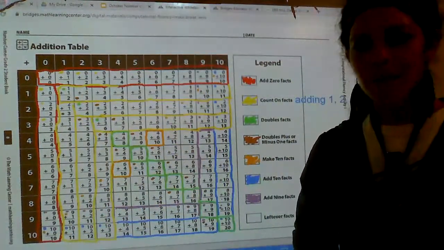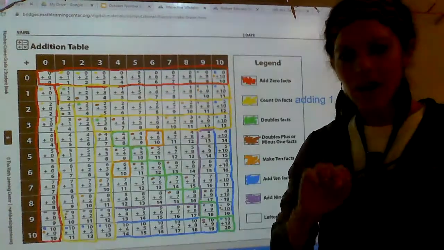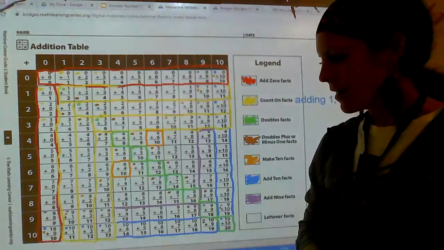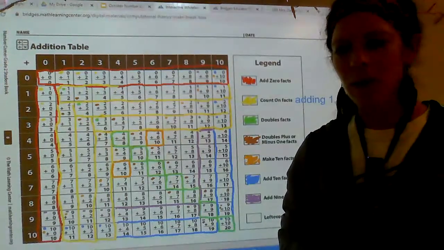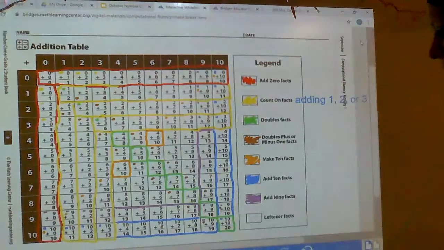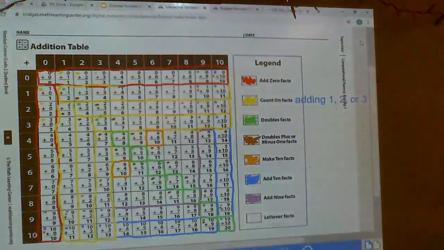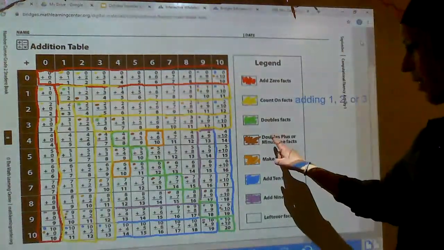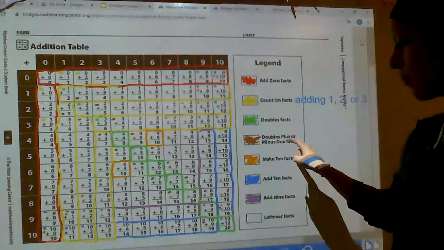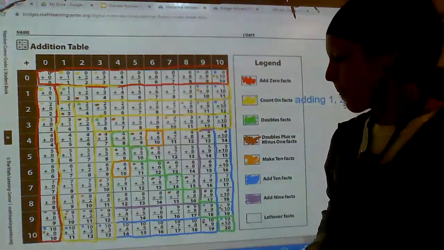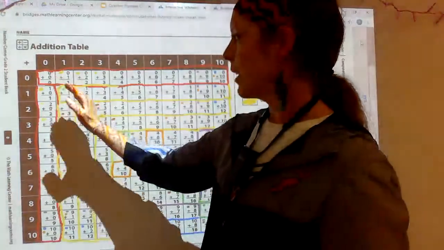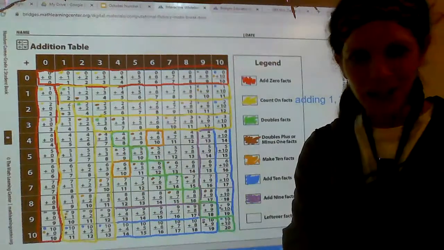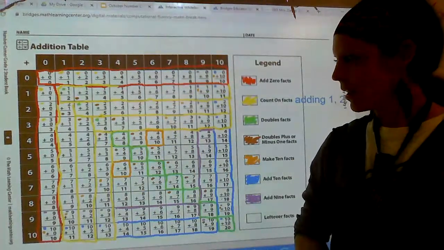You can pause the video and box out or highlight or dot in those facts and those strategies on your addition table. When you're ready, press play again. Now, the next strategy we need brown for, and it's called doubles plus or minus 1 facts. If we know our doubles, we can quickly solve a plethora of equations without much effort.